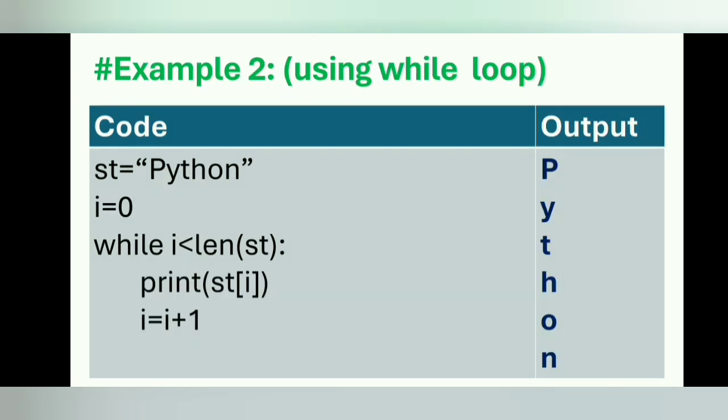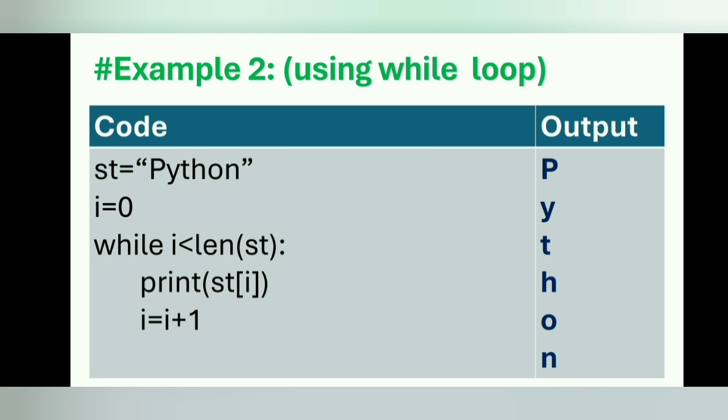Example 2. Using while loop. In this example, we assign the string Python to the variable st. The index variable i is initialized to 0. We used a while loop to iterate over each character in the string. The loop traverses the string and displays each letter on a line.